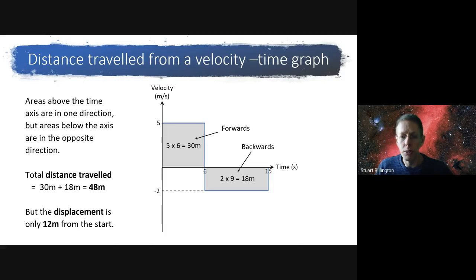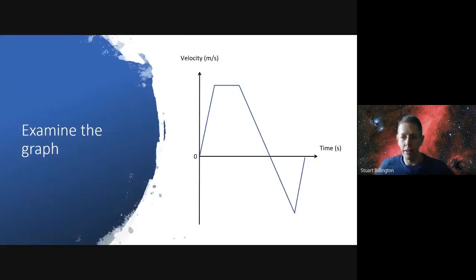Okay, could you please take a really good look at this graph? So constant acceleration away, constant speed away, constant deceleration away, stationary, constant acceleration towards us, constant deceleration towards us, stationary. Get used to interpreting the motion at a glance.